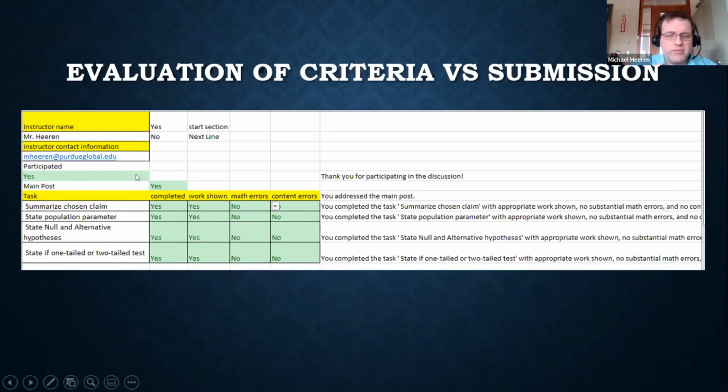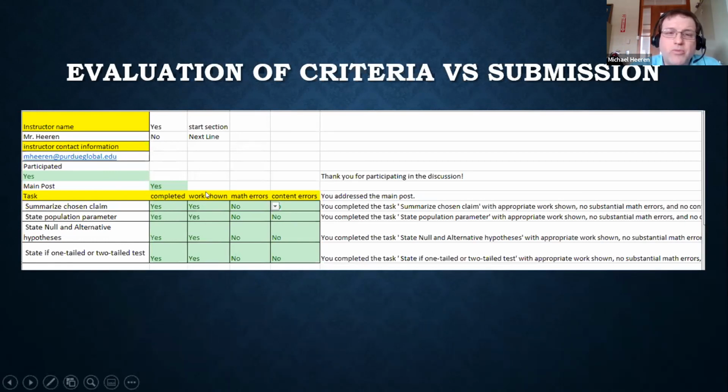And there are some different pieces that I expect. So for example, we have the main post. Did they do the main post or didn't they? Quick yes, no. Same thing with those various tasks in there. They summarize a chosen claim, they stated a population parameter, they stated a null and alternate hypothesis, and they state if one-tailed or two-tailed test. And I'm just going through very quickly, saying, yep, you did it.